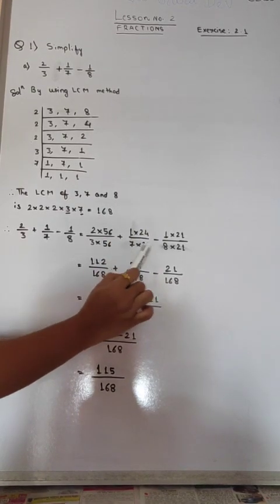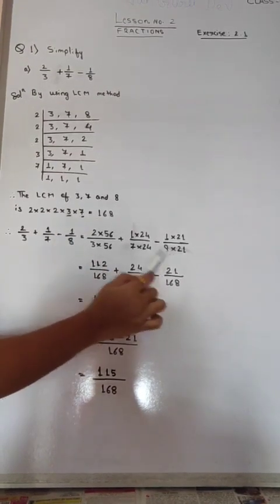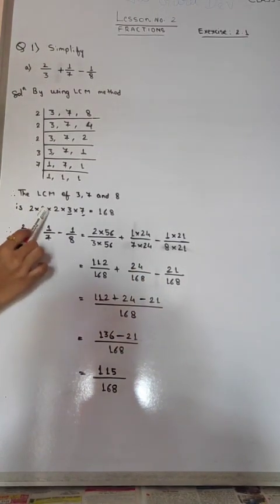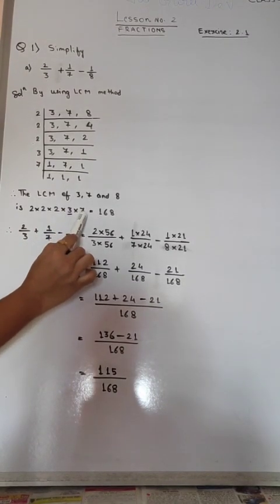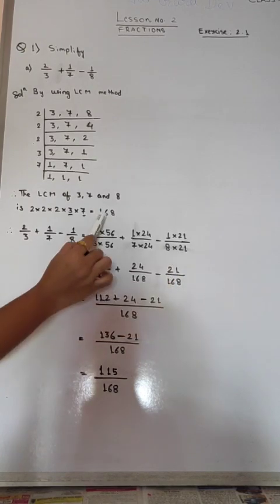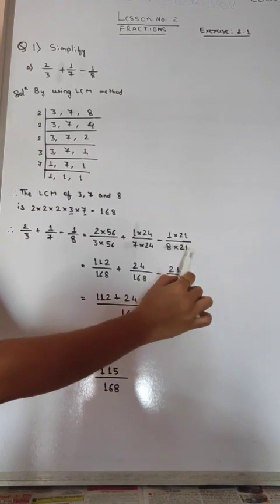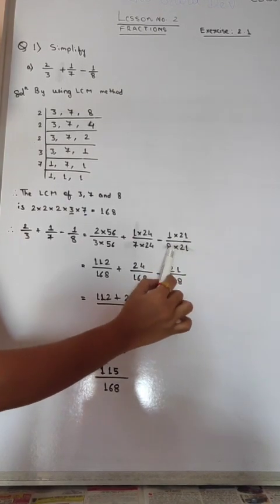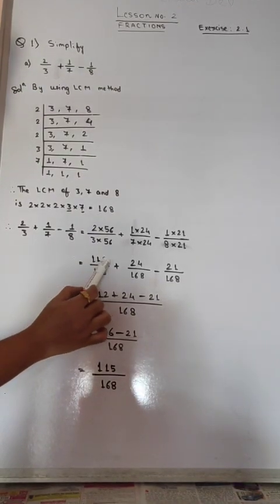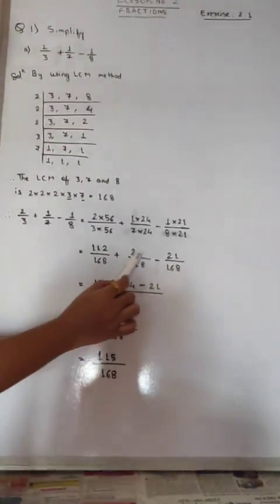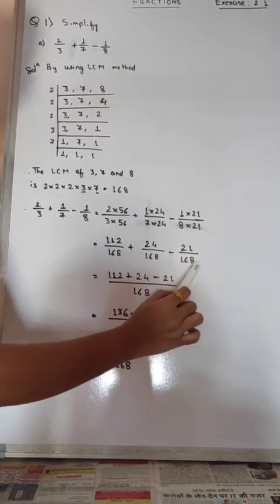Next is 1/8. Here 8 is not directly a factor, but 2 × 2 × 2 is equal to 8. So we multiply 8 by 3 × 7 to get the LCM as 168. So we multiply the numerator and denominator by 21, that is 1 × 21 divided by 8 × 21. So here we get 112/168, 24/168 minus 21/168.